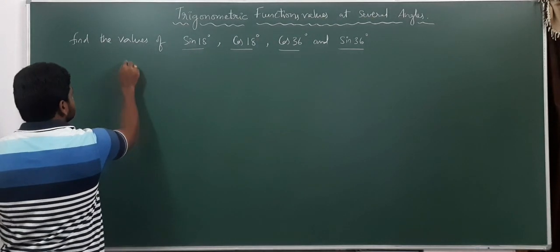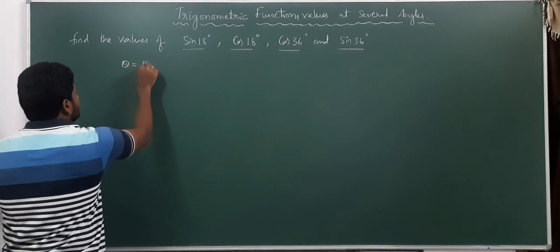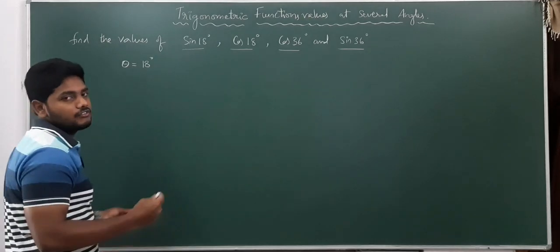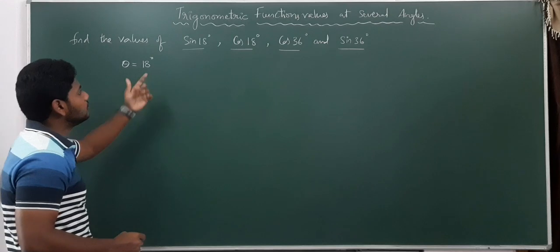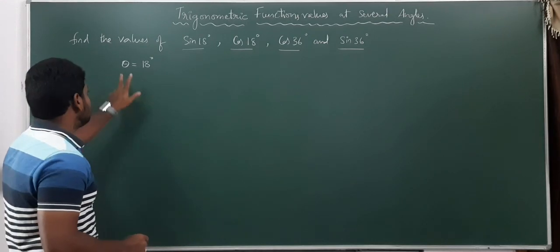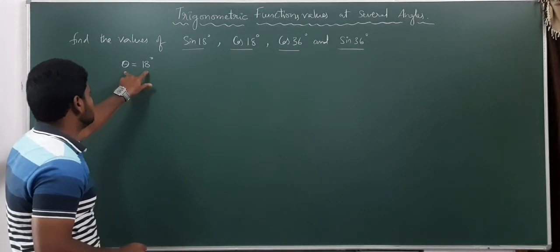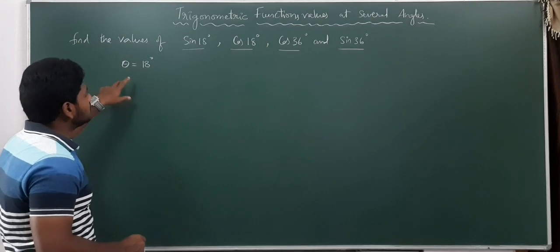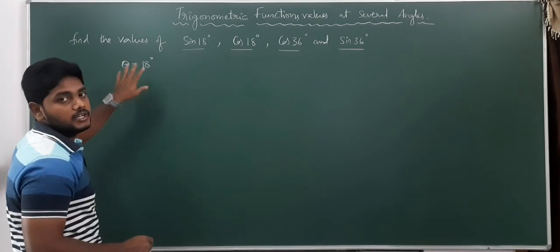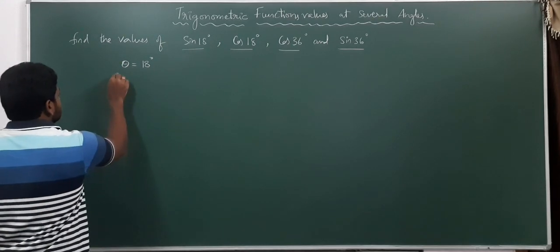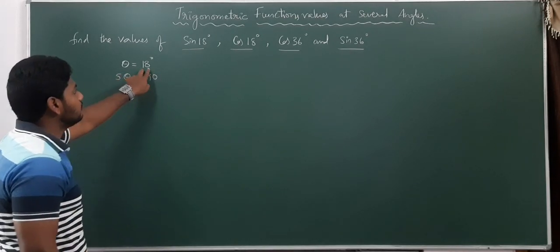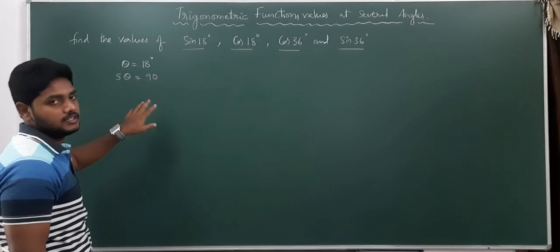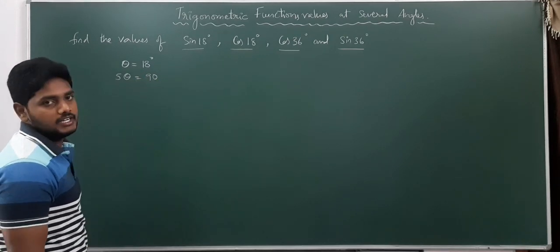See, here I will consider that theta is equal to 18 degrees, or x or y or anything, one variable you take. For example, I will consider theta equal to 18 degrees. If theta is equal to 18 degrees, if you multiply with 3 or 4 or 5 to get 90 degrees, so I will write here 5 theta is equal to 90. Nothing but 5 tens are 50, 5 eights are 40, 50 plus 40, 90. So 5 theta is equal to 90.